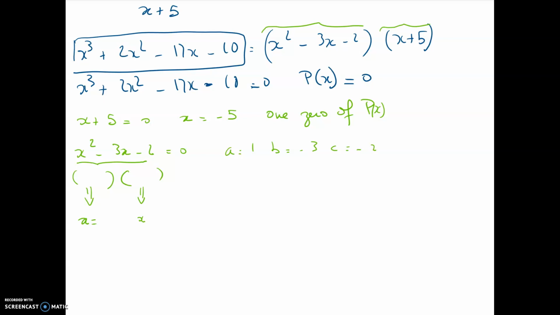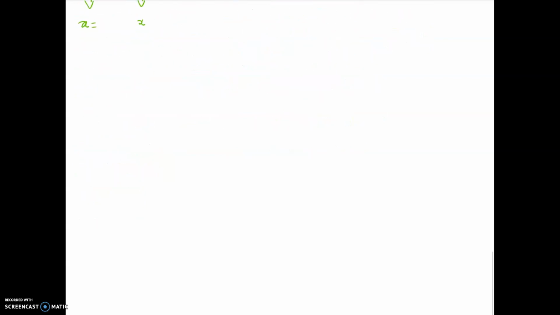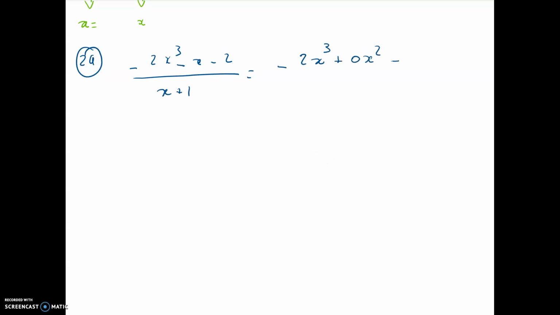All right, let's try to do another one. Let's do problem number 29. I'm going to do problem number 29 using my synthetic division this time. So problem number 29, we have negative 2x cubed minus x minus 2 divided by x plus 1. What I want to do first is rewrite that making sure I have a decreasing exponent, and I need to add, therefore, 0x squared, divided by x plus 1.